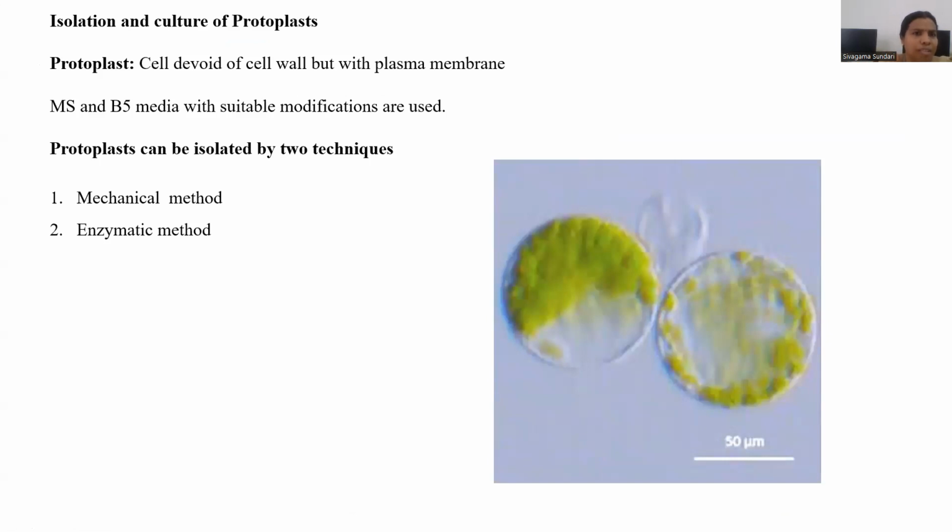What do you mean by protoplast? A cell devoid of cell wall. We call it a protoplast. So we'll have only the plasma membrane. It can be done in two methods. One is the mechanical method. Another one is the enzymatic method.